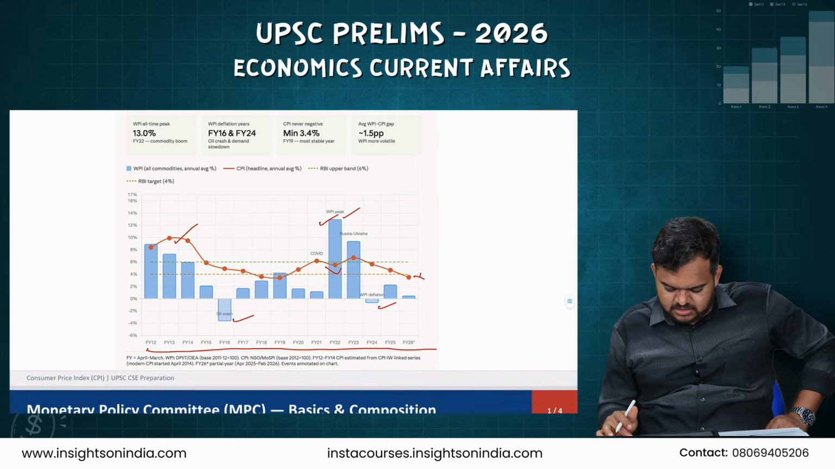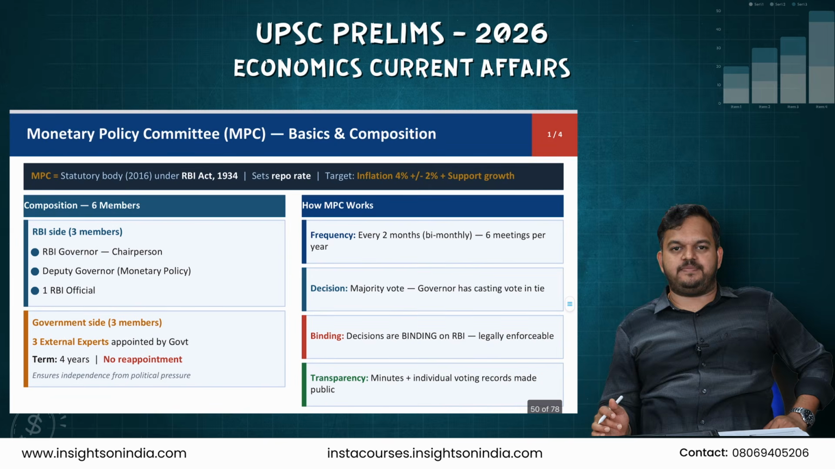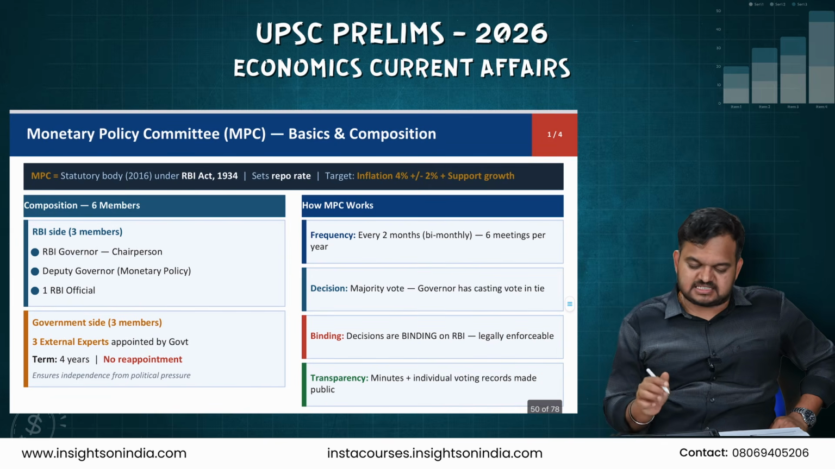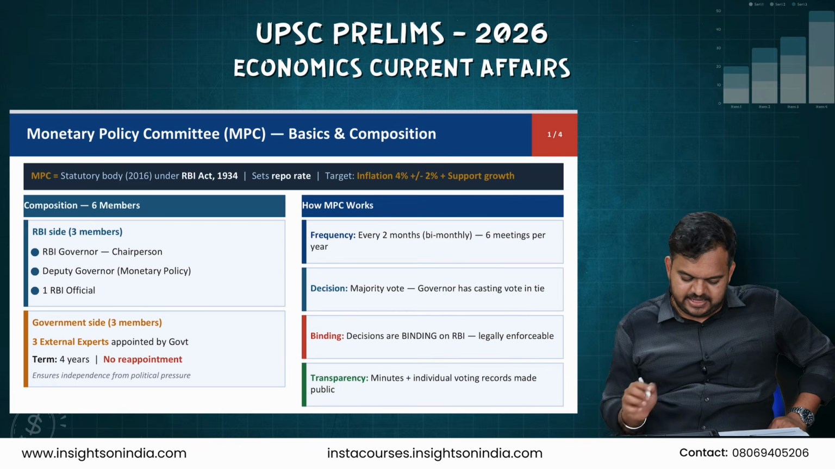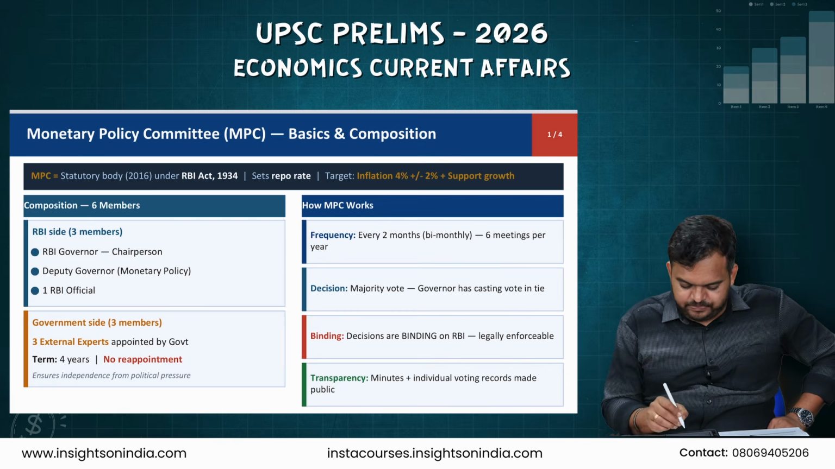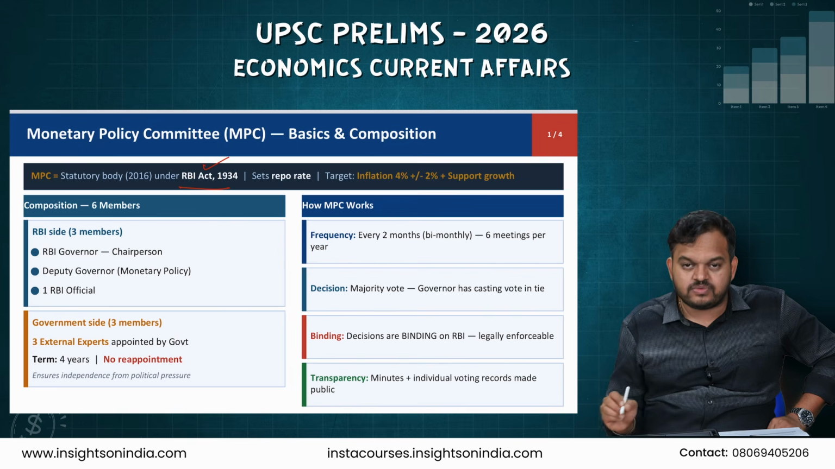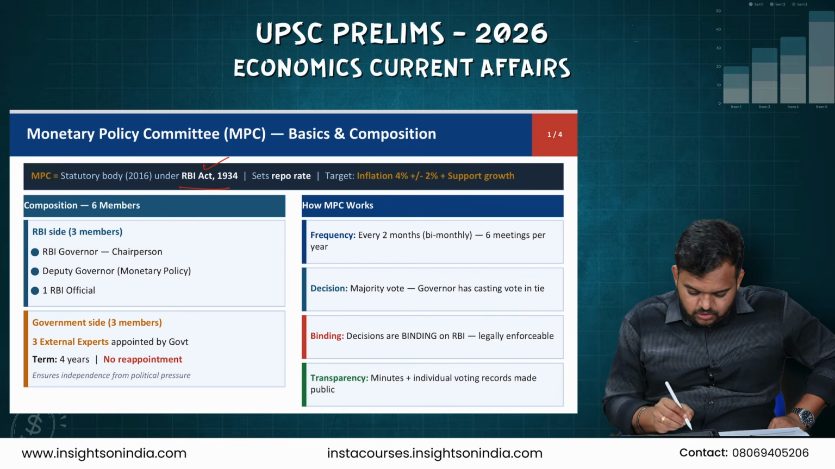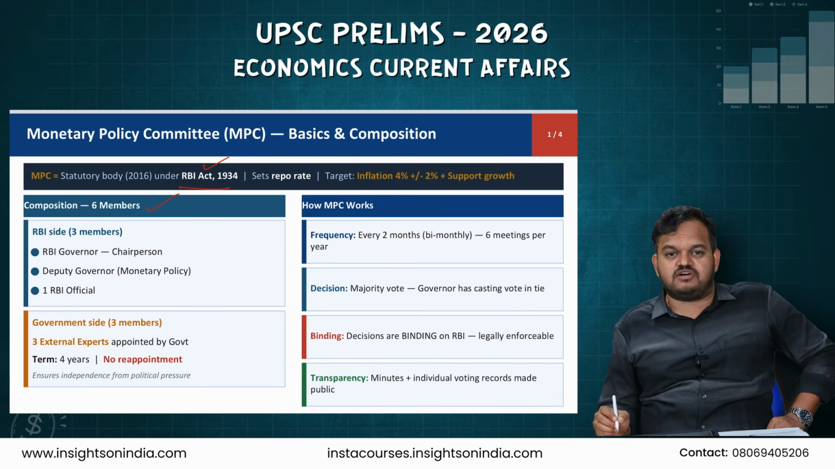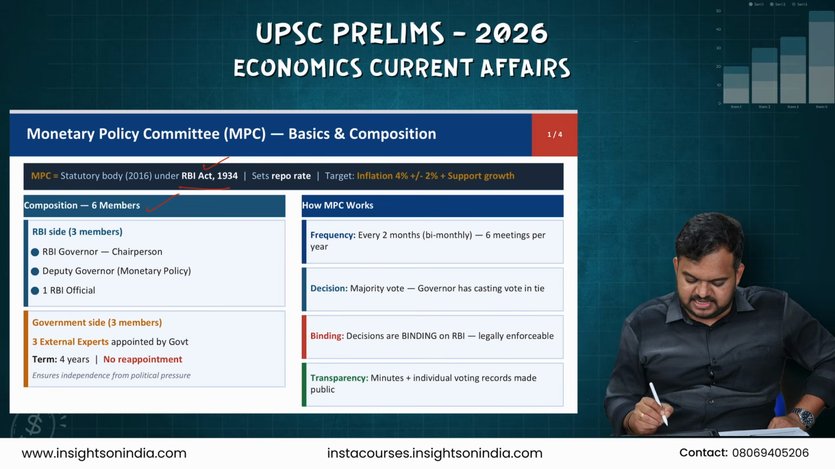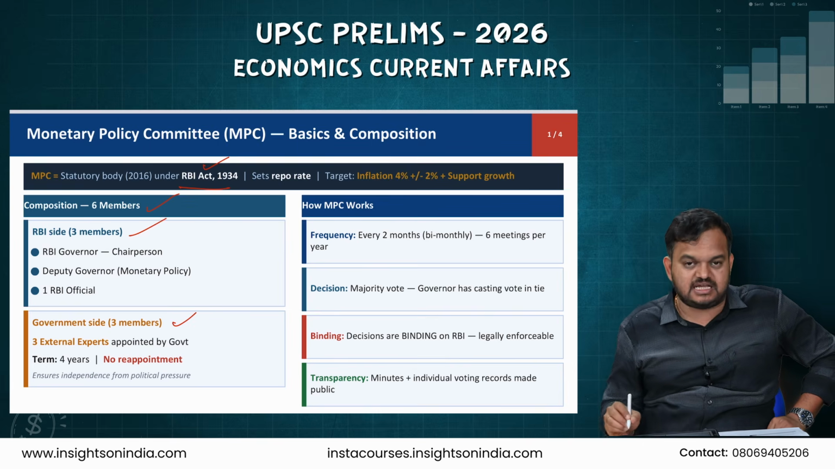This can be a question with respect to trend. That's about WPI, CPI and PPI. Let us come to MPC, that is Monetary Policy Committee. Talk about basics. It is a statutory body under the RBI Act of 1934. Right. So, composition of Monetary Policy Committee: RBI side 3 members, government side 3 members, there are 6 people.